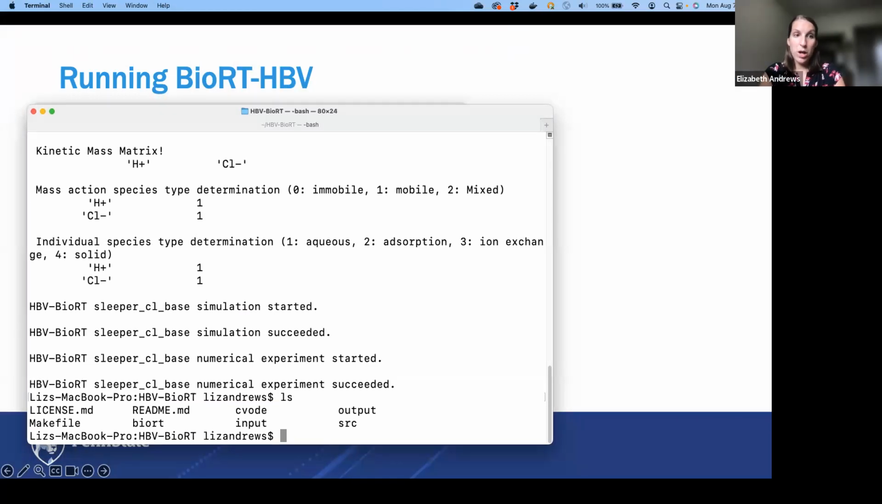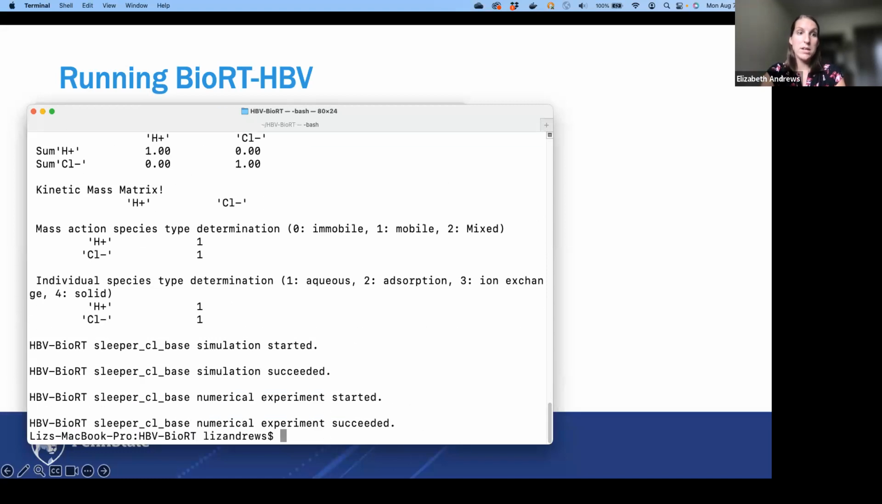And now to run the model, I want to run the base case. So to run the model, we do ./BioRT, and then we give it the name of the watershed in the input file that we want to run. So this is sleeper_CL_base. And it just did a bunch of things for us.